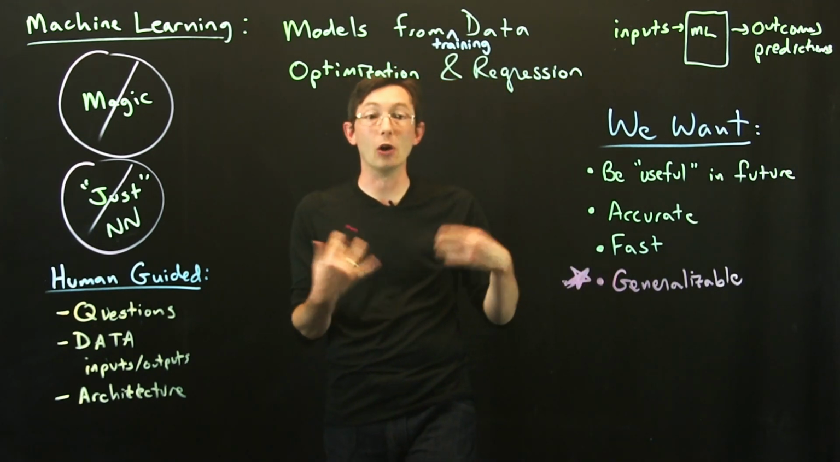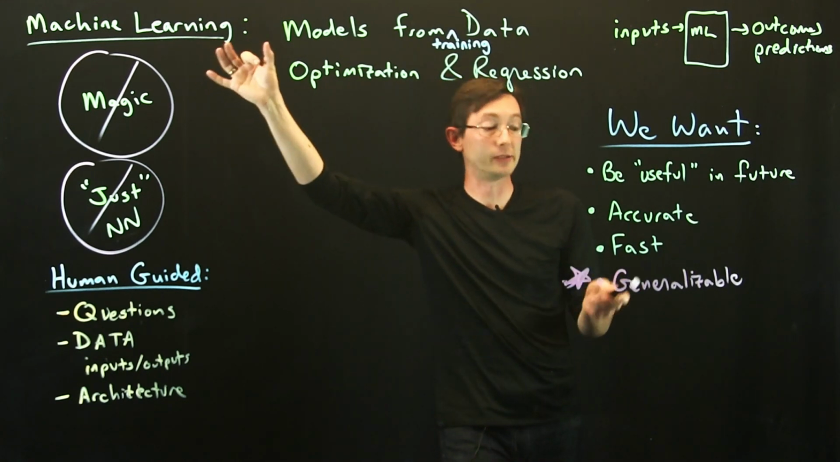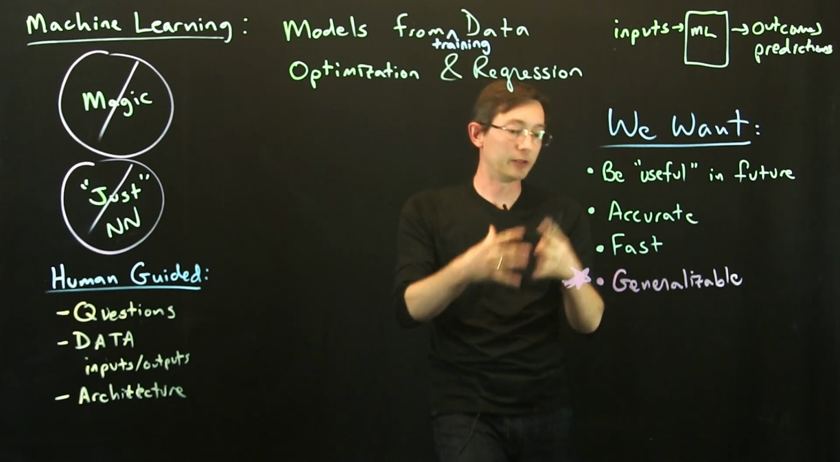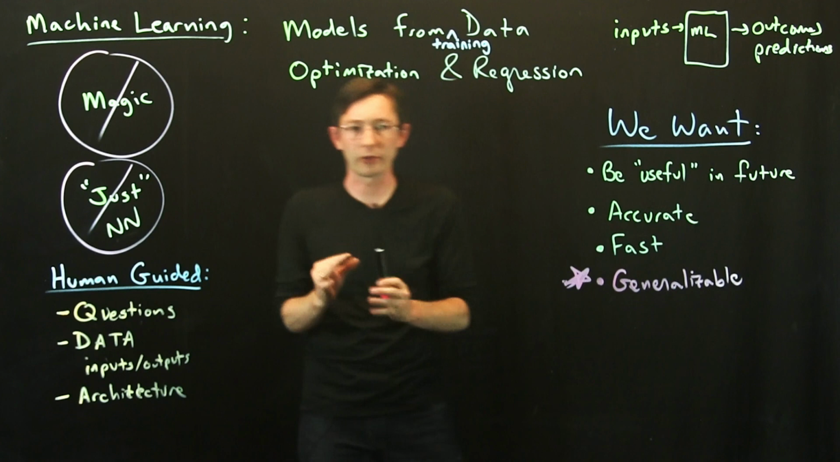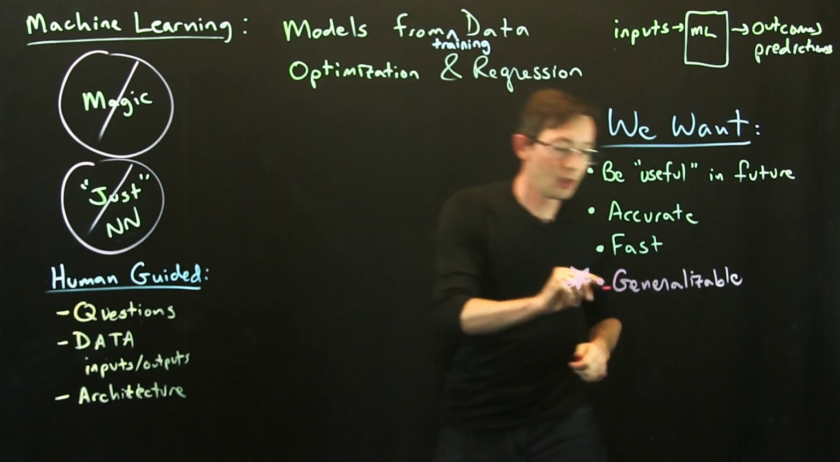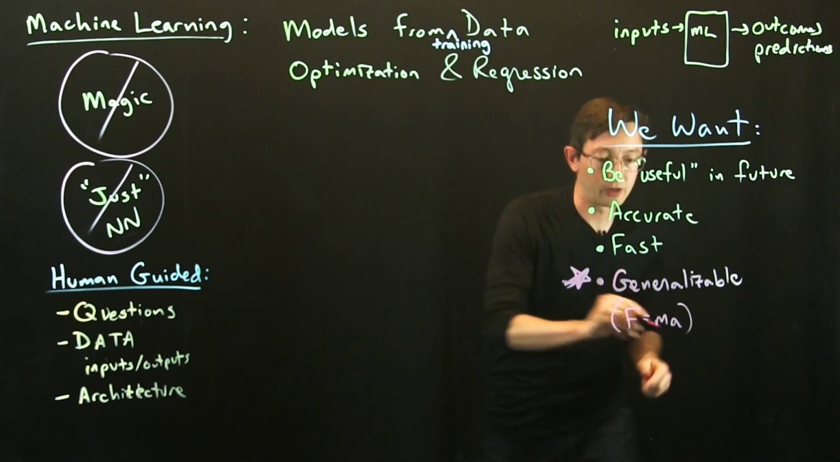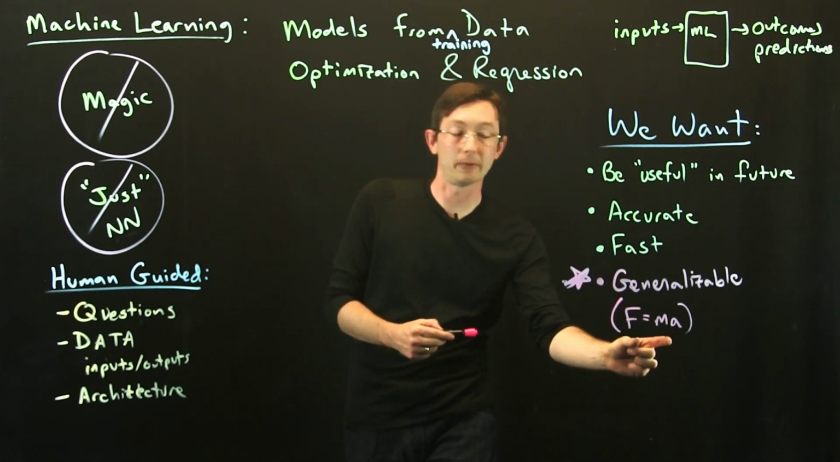So this is kind of an open problem in machine learning research, is building models that are, in fact, very generalizable to new things that I haven't necessarily seen before. And I want to give a very concrete and tangible example of this. Newton's second law, F equals ma, is what I mean by a generalizable model. This is like the ultimate generalizable model.